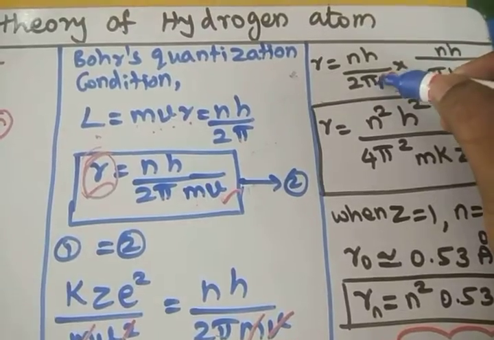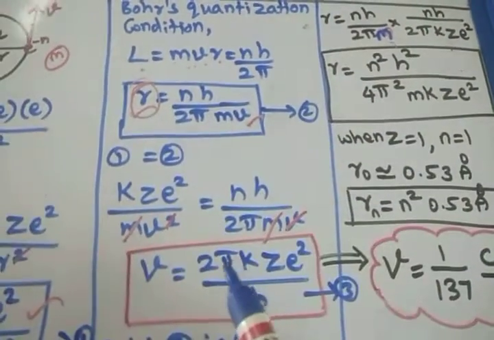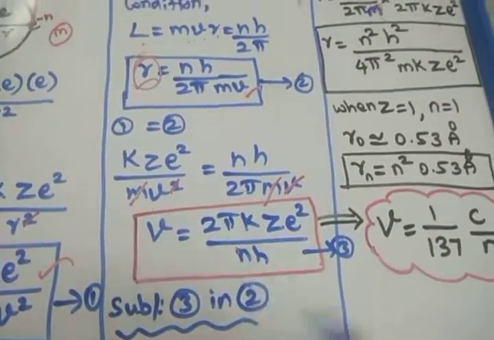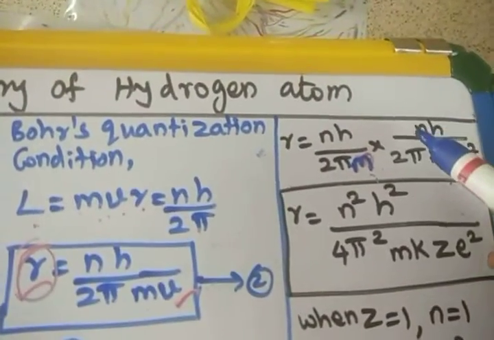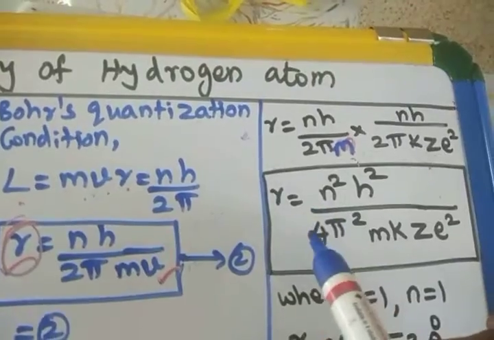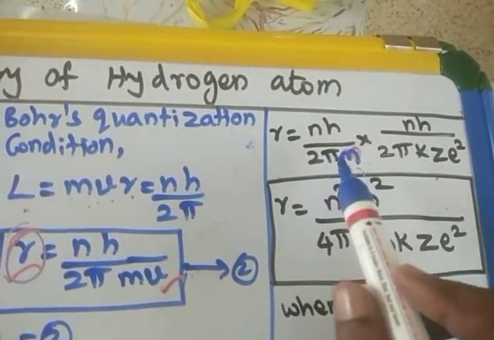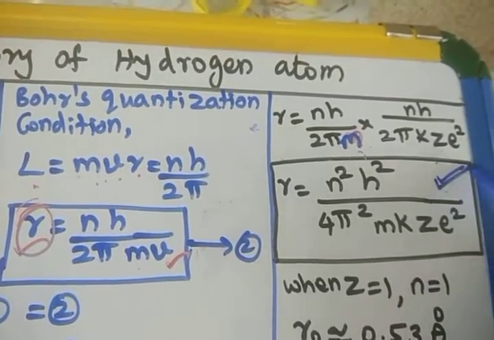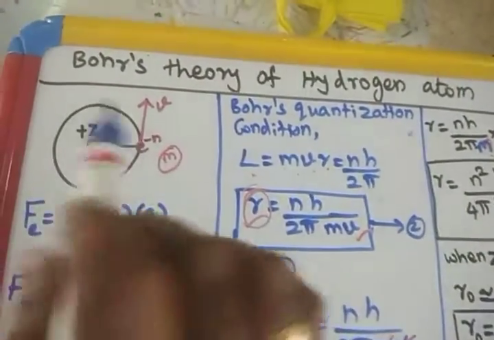So this is the mass m. Instead of v, 2 pi k z e squared, then nh will come to the numerator. So n squared h squared over 2 into 2, 4 pi squared m k z e squared. So this is the actual radius of the hydrogen atom.